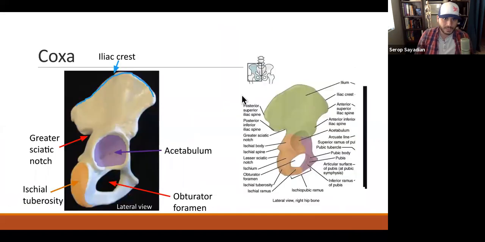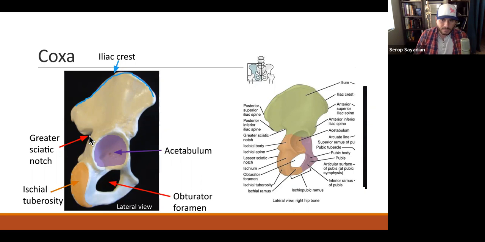There are a few structures we have to label on this coxa bone. First off, let's start with the iliac crest. This whole bone is the ilium, but the entire top arch is the iliac crest. If you follow that iliac crest down, you're going to find this little notch right here called the greater sciatic notch. This is where the sciatic nerve passes through.